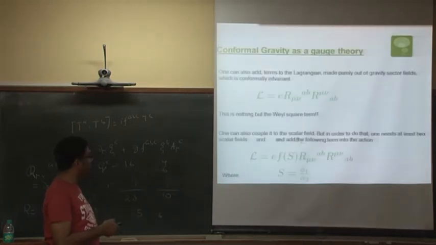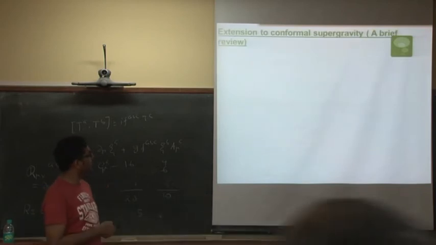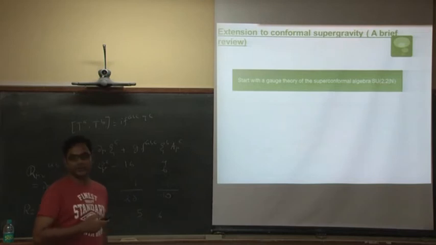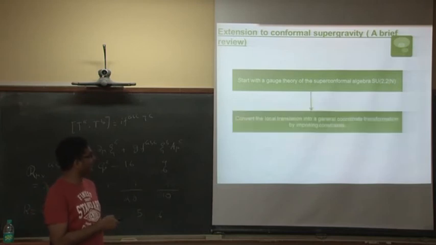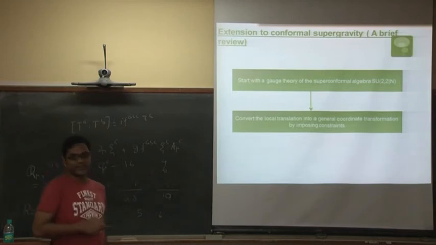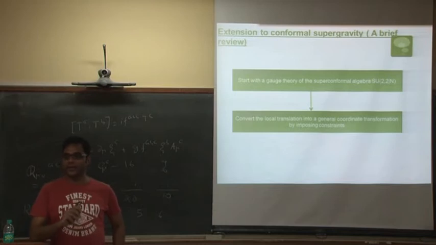Okay, finally we would like to extend this whole mechanism to conformal supergravity. So I'll just give it as a flow chart. You start with the gauge theory of the superconformal algebra with some N supersymmetries, and then you convert the local translation into general coordinate translation by imposing constraints. Here, apart from those two constraints that we have for conformal gravity, there will be an additional constraint which will determine the gauge field associated to S supersymmetry.